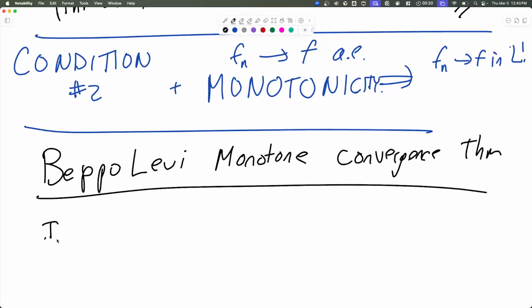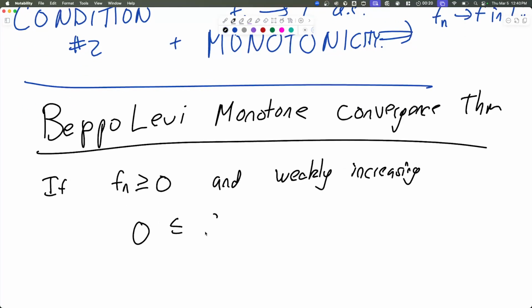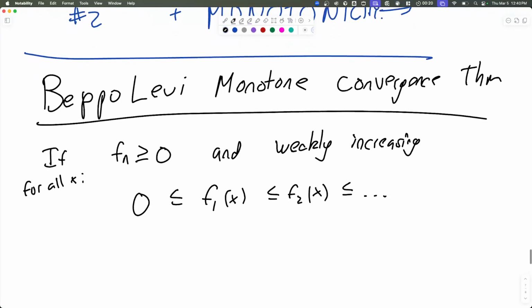So if Fn are positive functions, so they have to start at 0, and then they go up, and weakly increasing. So that means 0 is less than f1 of x, is less than f2 of x, is less than and so on, for all x. So the fn's, they go up, up, up, up, and they eventually reach some function. And I'm going to call that function f. And f equals the limit as n goes to infinity of the fn of x.